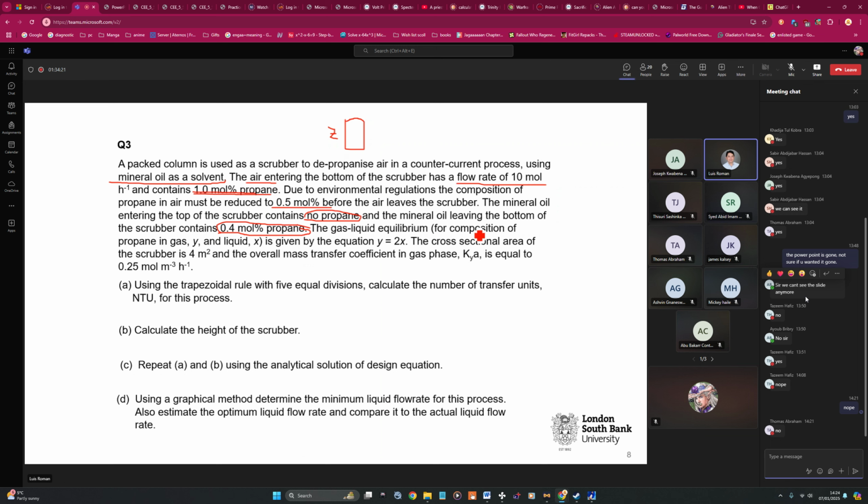As always in these kinds of problems, we need some relationship between the gas and the liquid at the equilibrium condition, which in this case is given by this equation. We have some more information about the column, like the cross-sectional area, and values of the mass transfer coefficient for the gas phase.